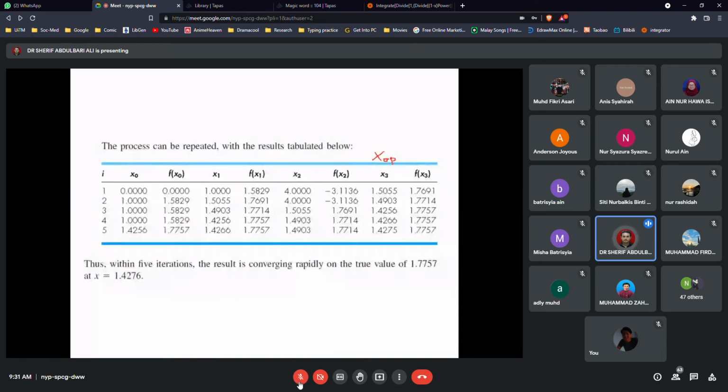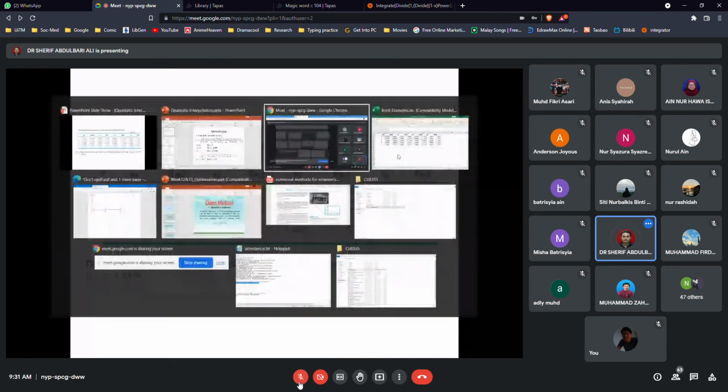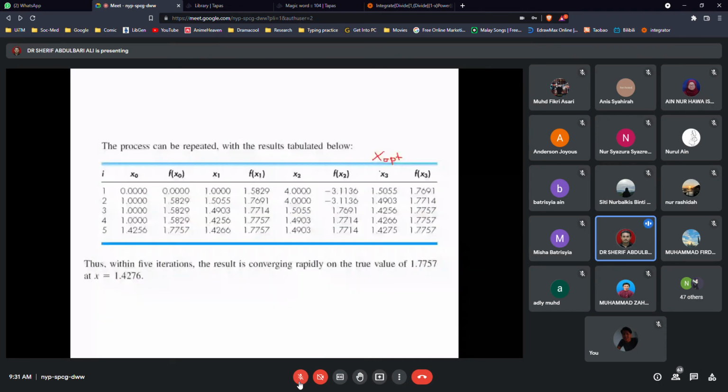If the question is asking you to calculate the error, the error will be EA is equal to x3 new minus x3 old over x3 new. So this is how to calculate the error if they are asking about the percentage.